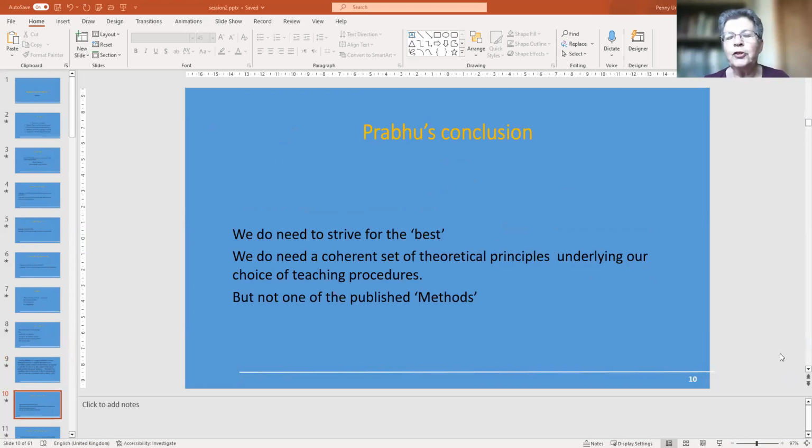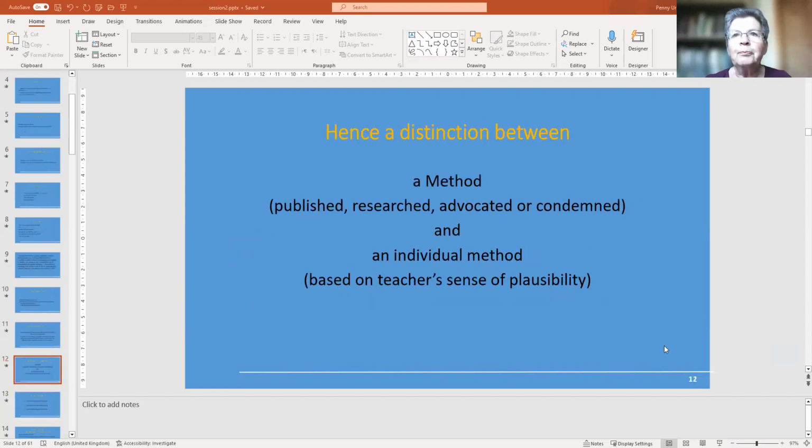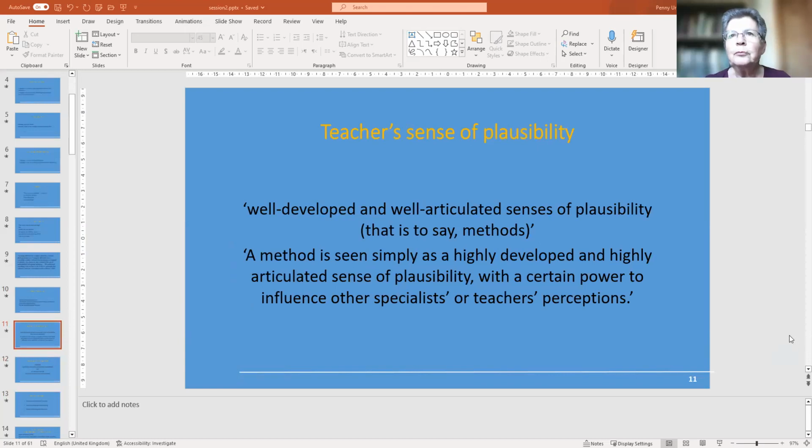What he's protesting against, perhaps, or this is the way I understand him, is the imposition of some externally popular or fashionable method. And he says what we actually need is each one of us needs our own method, or what he calls a sense of plausibility, which is a rather difficult expression. If you look at the quotes on this, I didn't put a page number, but these are direct quotes from the article.